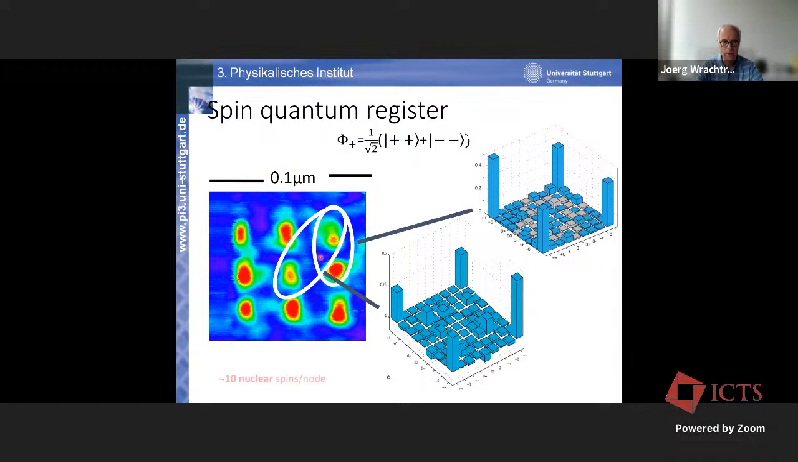All right. Now, an important thing, and this is what we use to improve this entanglement, is that we have once again local nuclear spins around each electron spin site. And these local nuclear spins you can use for error correction and entanglement improvement. And this is the last thing I wanted to show you.